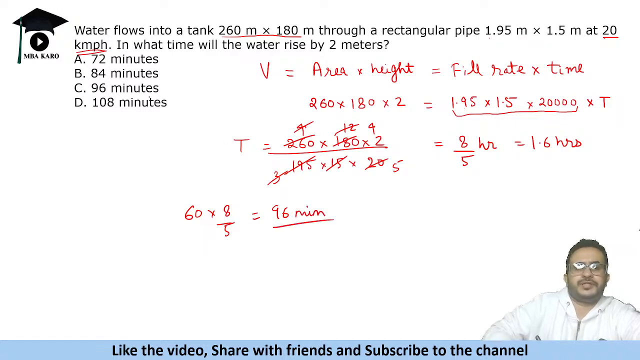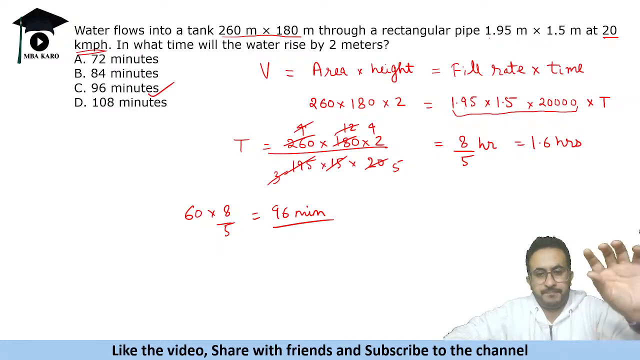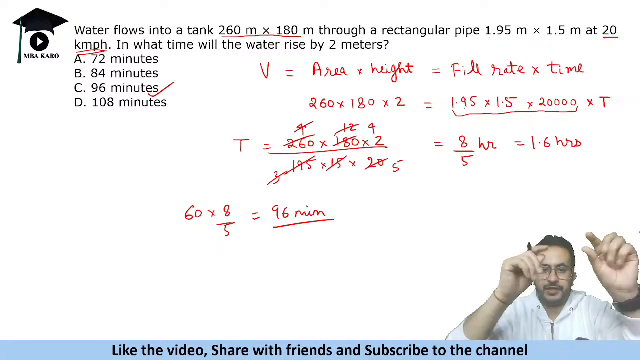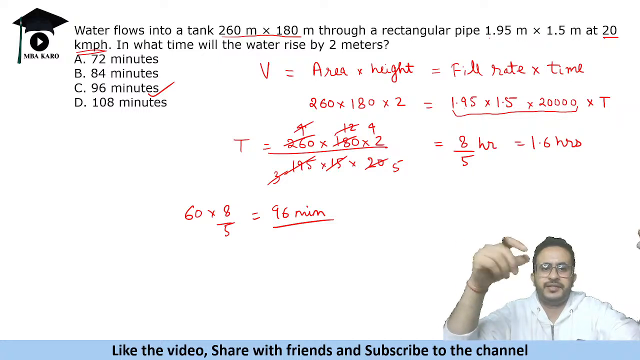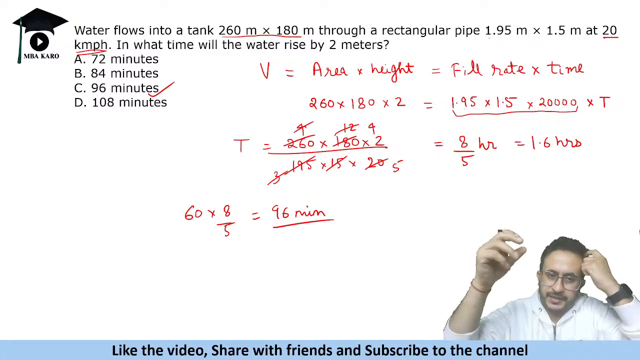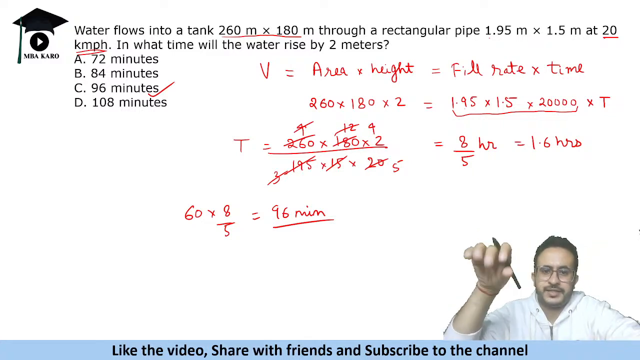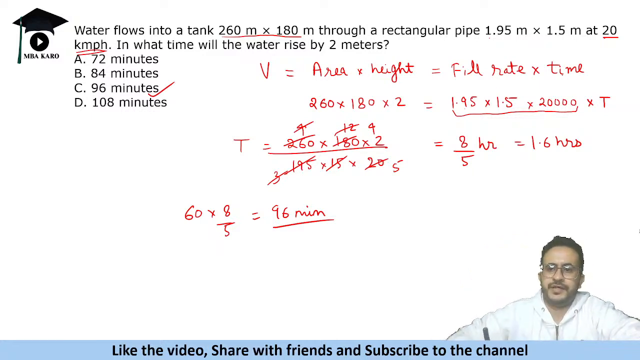Simple question mensuration, just that you need to know that volume is the area of that section, right? If it's a cylinder, then you have the area, that pi r square into h. ठीक है, यहाँ पे रेक्टेंगुलर है, so 260 into 180, that is the area of that base into height. And this we will equate with fill rate into time. How is it filling? It is filling by a rectangular pipe. So this is the cross sectional area into the speed of water and into time, that is the volume. So we equate this and get the answer as 96 minutes.